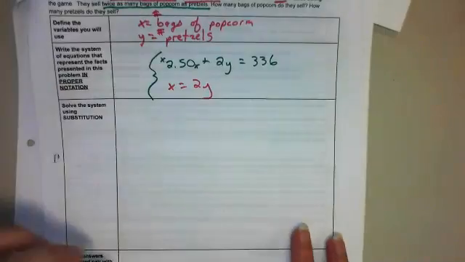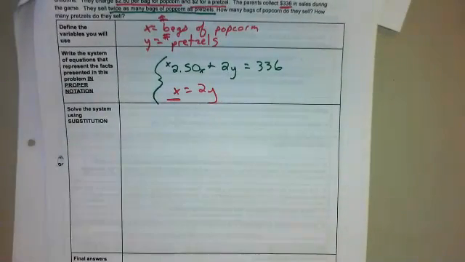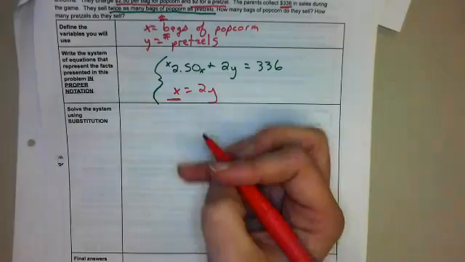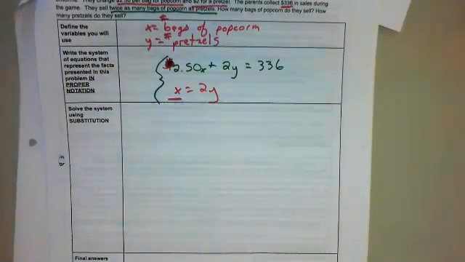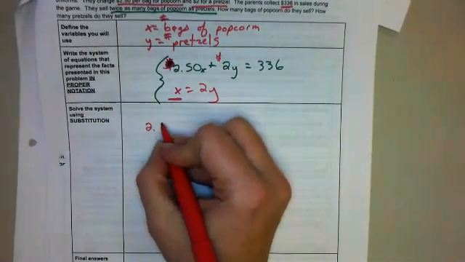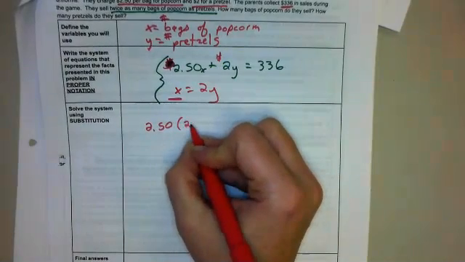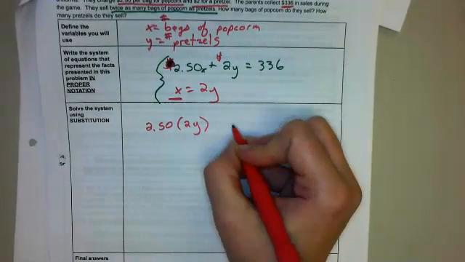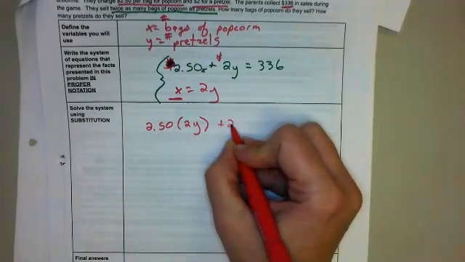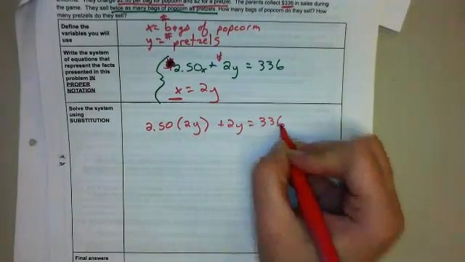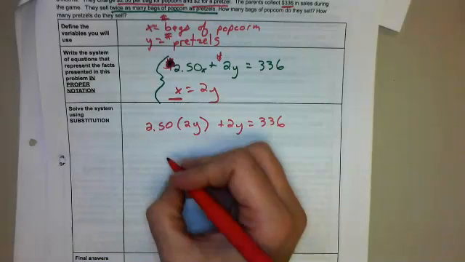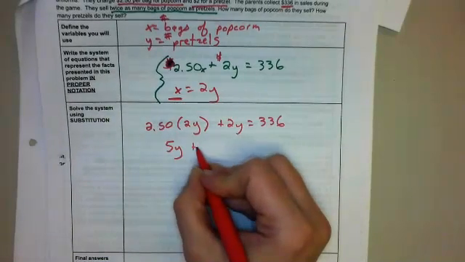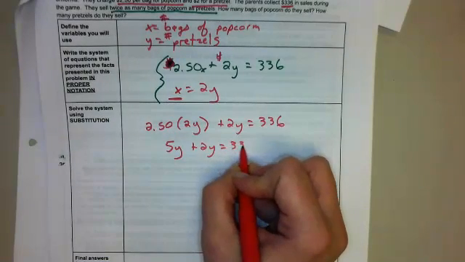Now we're going to solve the system using substitution. I hope you see that the x is already isolated. You have to isolate your variable. So we're going to have, I don't know why I have an x there. That's supposed to be a dollar sign. Okay, we have 250 times 2y plus 2y equals 336. Okay, 250 times 2y, I hope you see that that is $5. So that's 5y plus 2y equals 336.